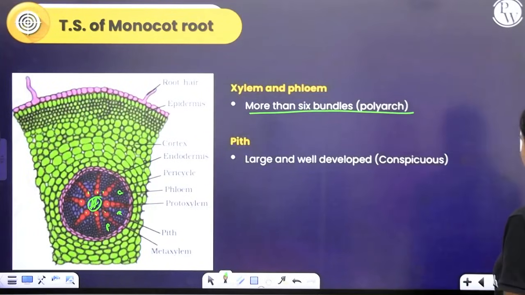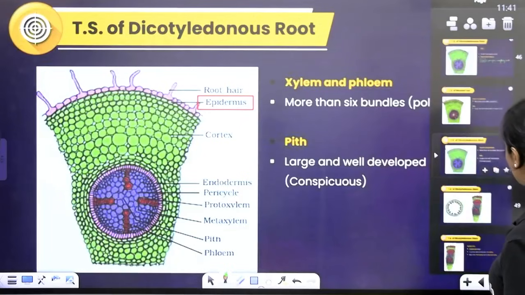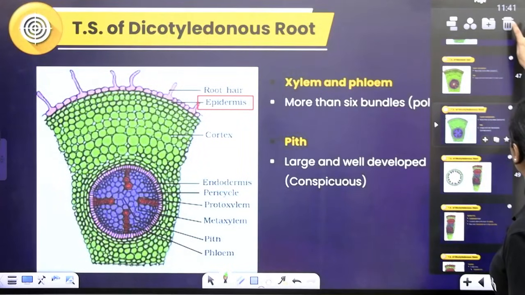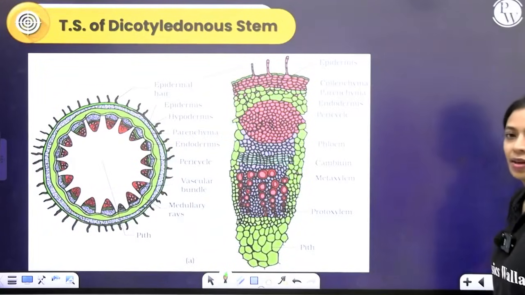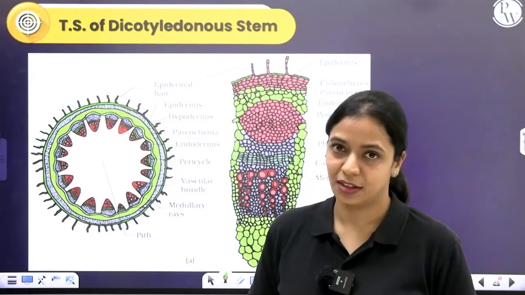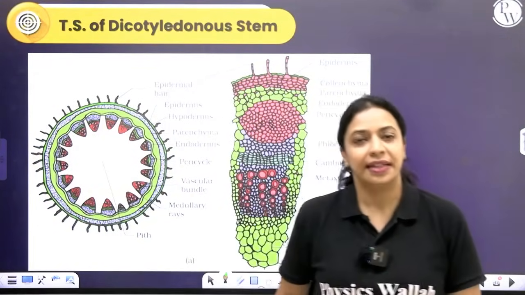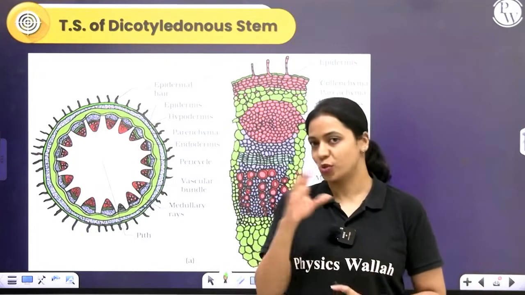That's about the root. Now let's learn about the dicot stem. First we learn about stem, then dicot stem, then we learn about monocot stem. Dicot stem also is generally cylindrical. If you take a section of a dicot stem, it's going to appear circular.